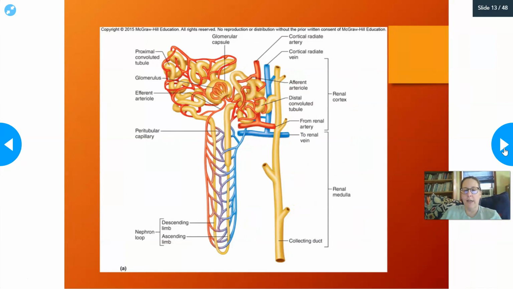So this again is what one nephron looks like. So here, this is the glomerulus. So here is the ball of capillaries. And this is the beginning of urine formation.